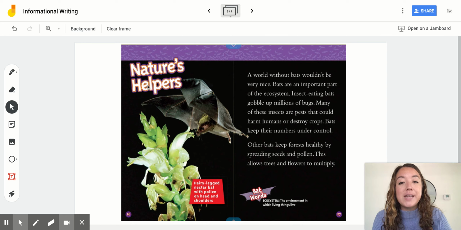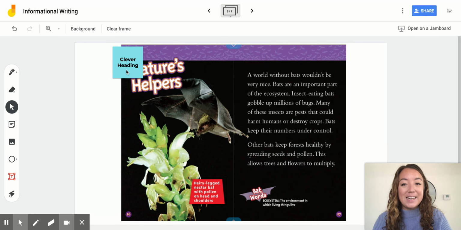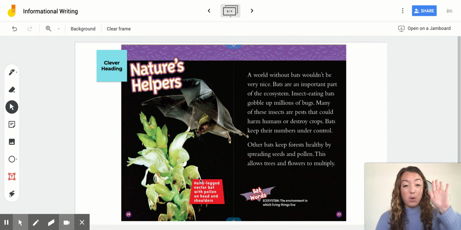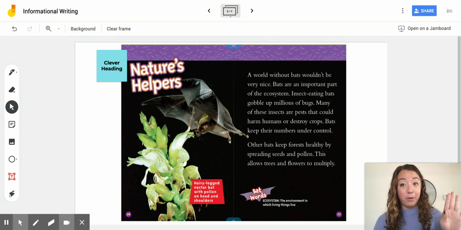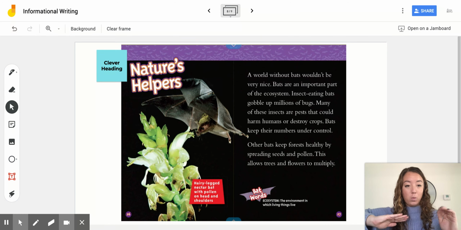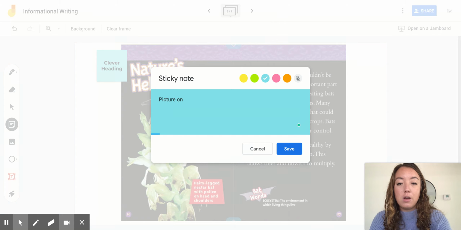Ooh, nature's helpers. Again, I love these clever headings because, again, it didn't just say what bats eat, where bats live, but it was clever. It made me excited to keep reading. Nature's helpers. I wonder how they help out in nature. I also notice I see that the words are on one side, a different side than the other page, and the picture is on this side. So I like the organization of a picture on one side and words on the other. So I'm going to write picture on one side, words on the other. I like the way this page is organized.